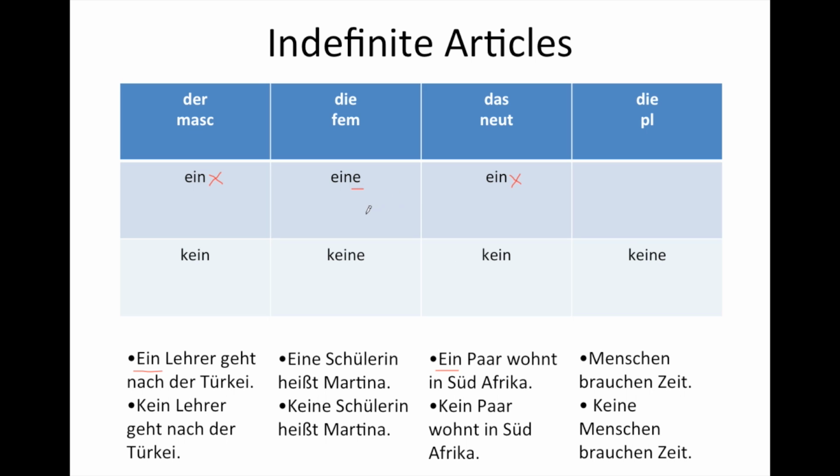The feminine indefinite articles, though, do take an e, just like the strong determiners. Ein means a or an, and kein is the negated form of a or an. We use it if we want to negate a noun, so it means no or not any. Ein Lehrer geht nach der Türkei. A teacher goes to Turkey. Kein Lehrer geht nach der Türkei. No teacher is going to Turkey.